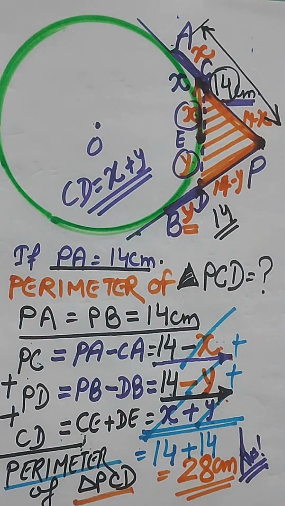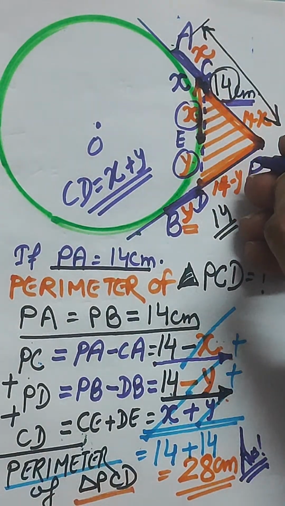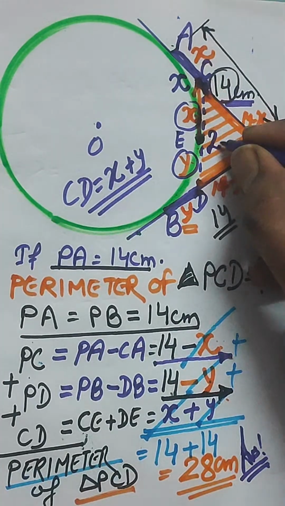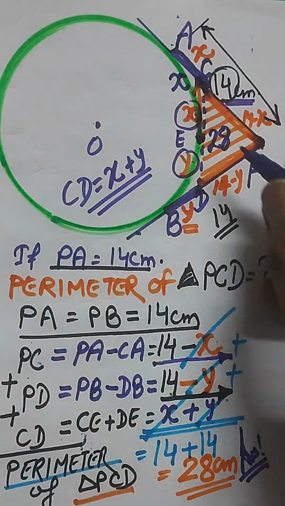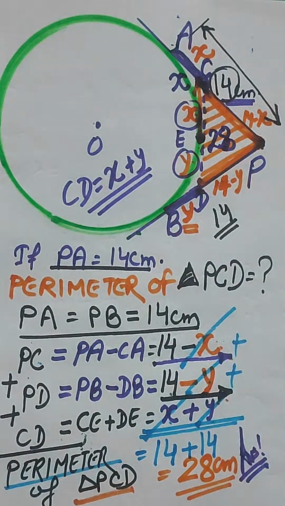Right? So in this way, students, we have solved this question. We have calculated the perimeter of this triangle PCD, and this is equal to 28 centimeter.